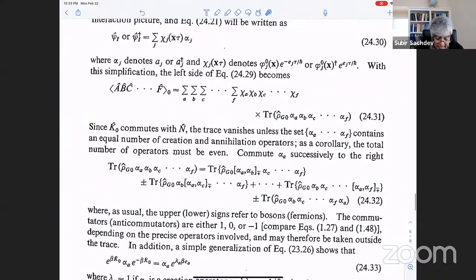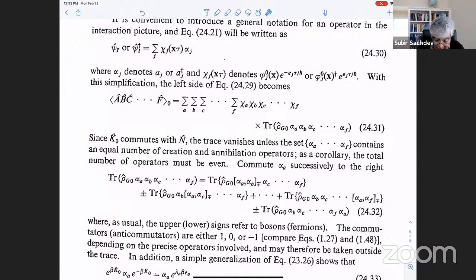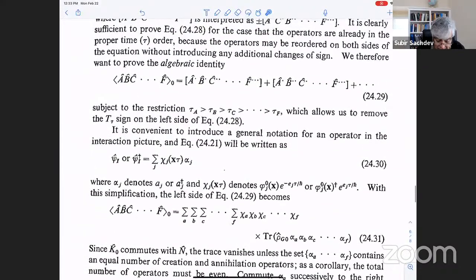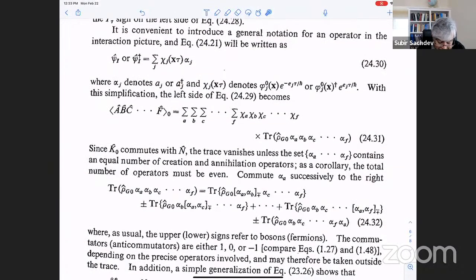In the end, what you have to do is evaluate this kind of trace of alpha A, alpha B, alpha C, up to alpha F. Now, what about the time ordering? Well, you give me some time ordering, you order the operators in the right order, and I'll prove it for that ordering. So I'm going to assume now, and just drop the time ordering symbol, that alpha F is at an earlier time than alpha E, which is earlier than that, and this is the latest time. If it wasn't that way, I would change the labels, calling the other ones A and B. So this is now already time ordered, so I don't have to worry about the time ordering symbol.